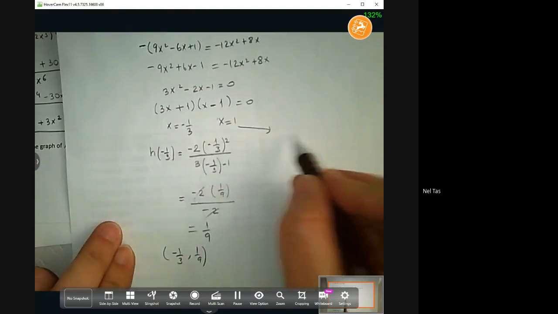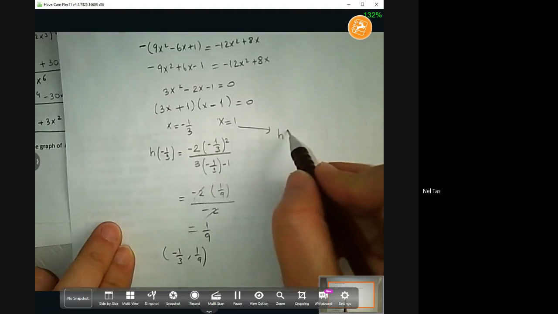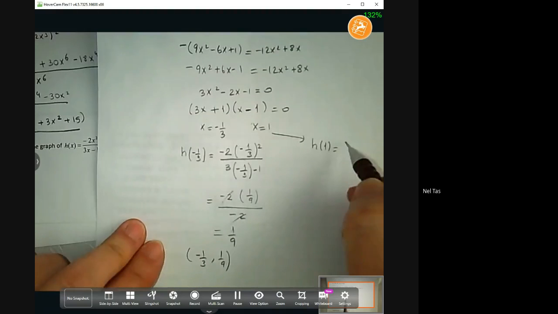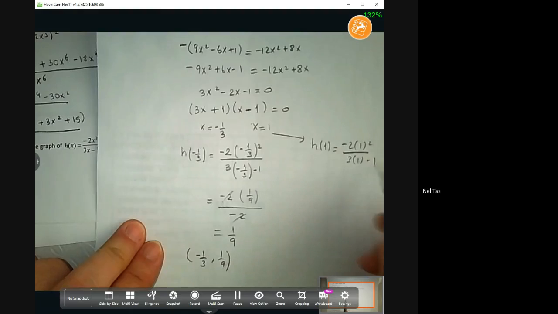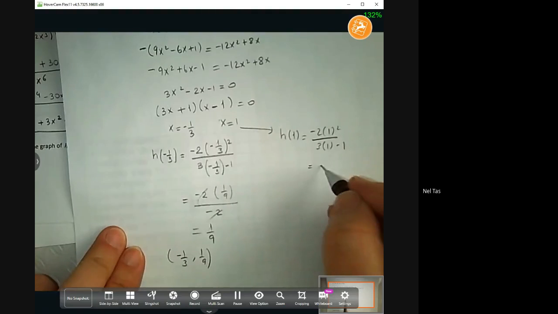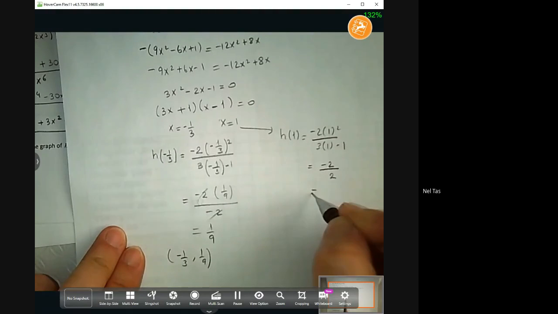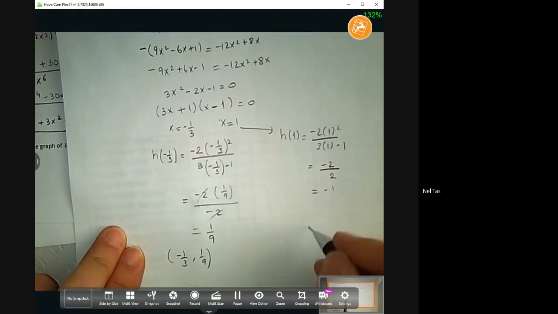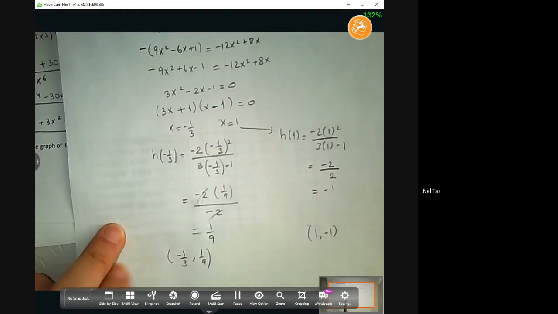So let's calculate the y coordinate for x equals 1. So negative 2 times 1 square over 3 times 1 minus 1. Negative 2 over 2 gives you negative 1. So the other point is 1 and negative 1.